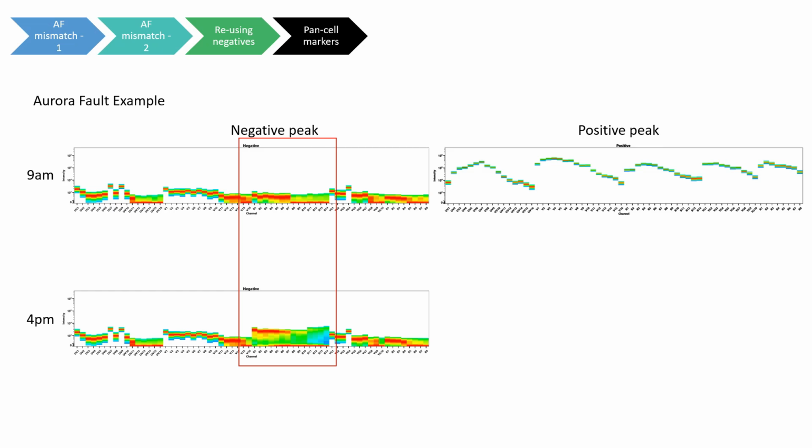This is one of the reasons we perform extra checks as standard to ensure that we catch any problems earlier. Anyway, if you acquired a reference at 4 PM and used a negative from 9 AM, your normalized signatures would have differences, resulting in unmixing errors.